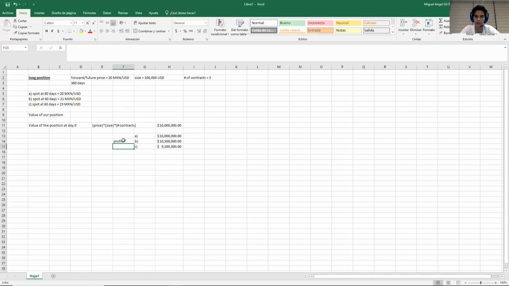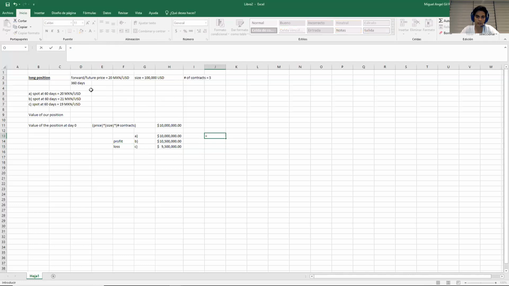Even before I do the calculations, I know that I am happier paying 20, because remember, I have a long position. I am forced to buy, and buy what? Dollars, at a price of 20 pesos. So I am happy to buy this amount of dollars at 20 pesos instead of 21. So it will be a profit. And in the other one, if the market is 19, but I am forced to pay 20 pesos per dollar, then I am sad. So it will be a loss.